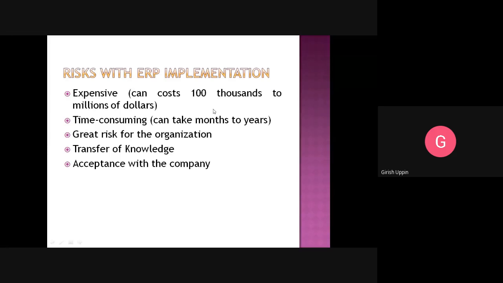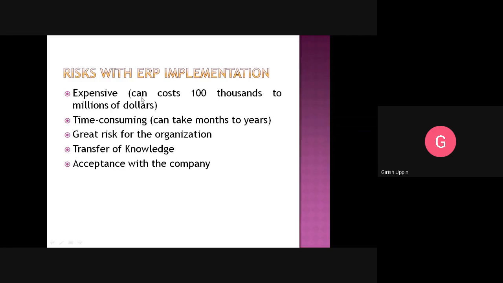What are the risks with ERP implementation? It's very expensive. It can cost hundreds of thousands to millions of dollars. ERP implementation is very expensive, but once it is implemented, many operational costs will come down. That is the indirect benefit. Without having ERP, you will be spending so much on operational activities which were necessary only because the ERP is not present. Once an ERP is implemented, those operational costs will go away.